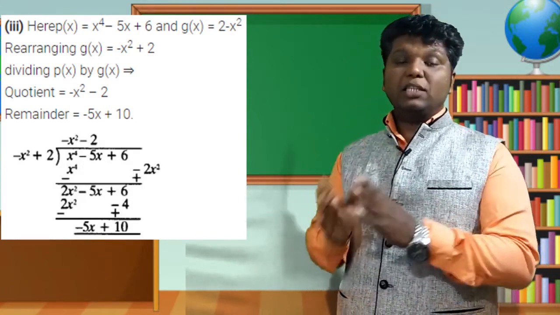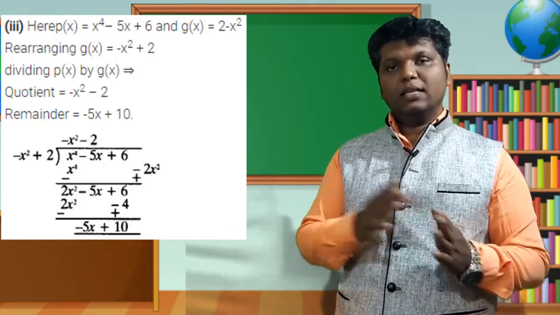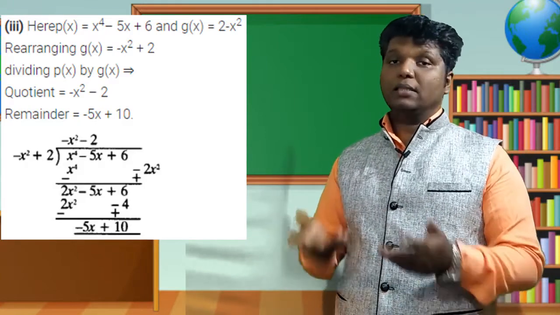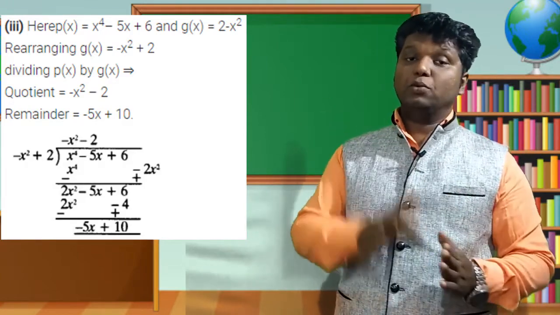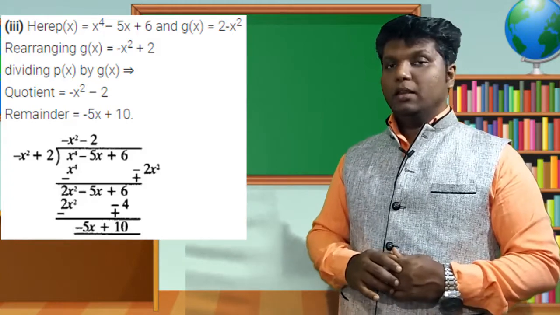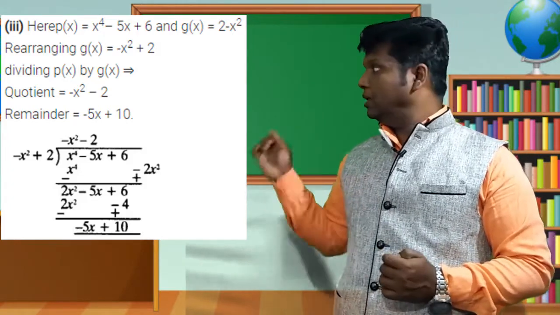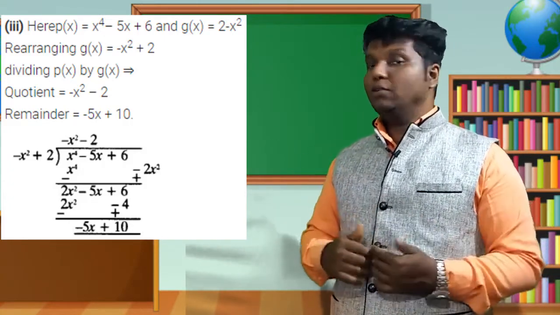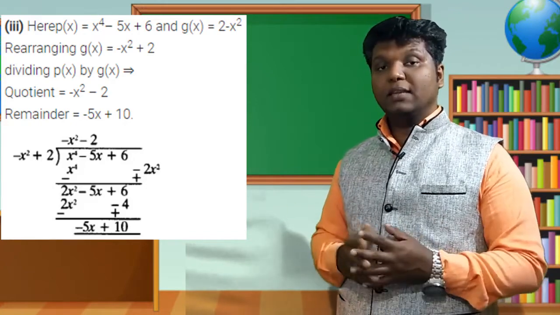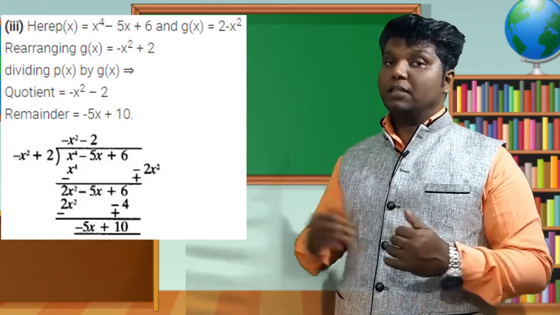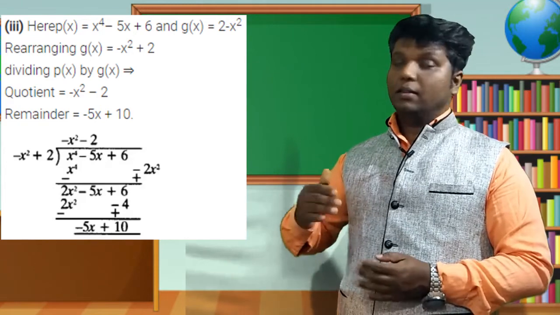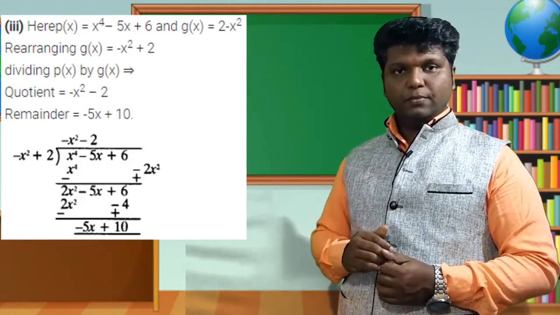Then again minus 2 into 0x. It will become 0 itself. So 0x. Then again minus 2 into plus 2. It is minus 4. So you got it as minus 4. Now put the line and now let us subtract. Anyhow the first two terms 2x square will cancel away. Then minus 5x minus 0x. It is minus 5x itself. Then plus 6 and minus 4.